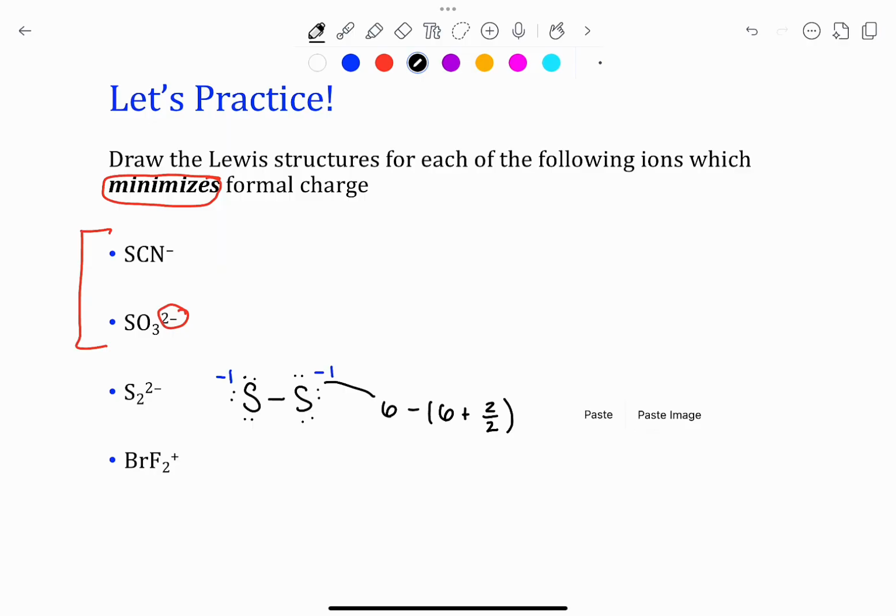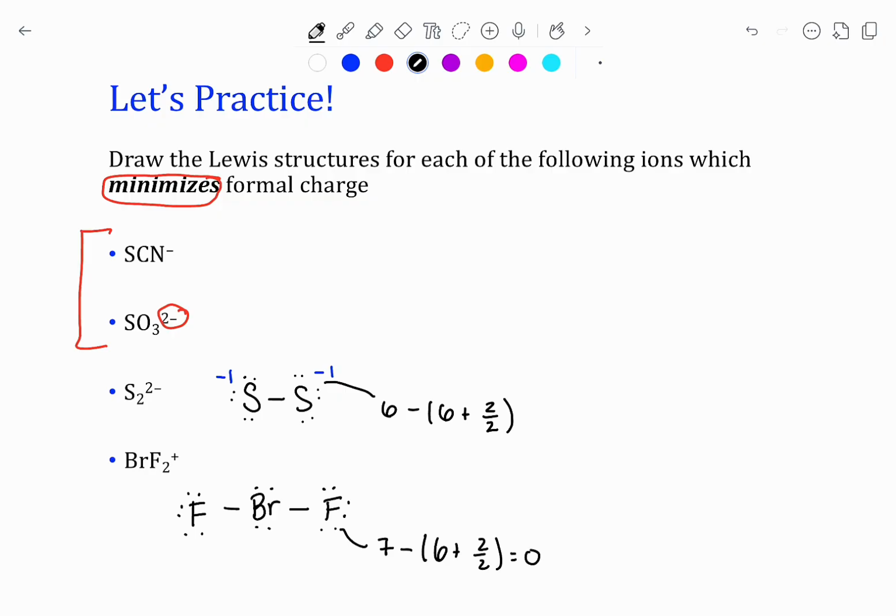Let's look at BrF2 plus. So we have Br in the center, 2 Fs on either side. My F is 1, 2, 3, 4, 5, 6. 1, 2, 1, 2, 1, 2, 3, 4, 5, 6. Those lone pairs kind of look funky, but that's okay. We showed this a little bit before, but fluorine, when it has 1 bond and 6 lone pair electrons, we have 7 valence minus 6 minus 2 over 2. So a formal charge of 0. We showed that earlier, so 0 and 0.